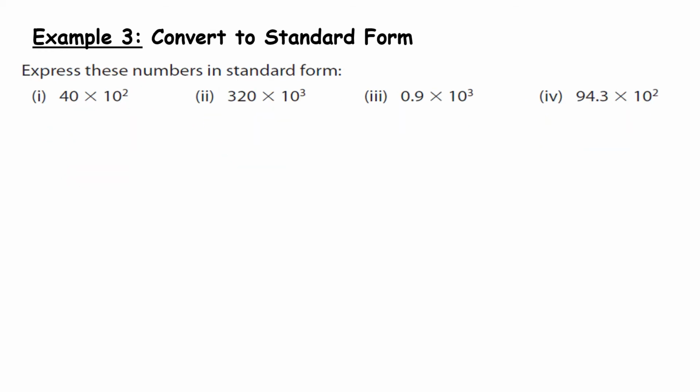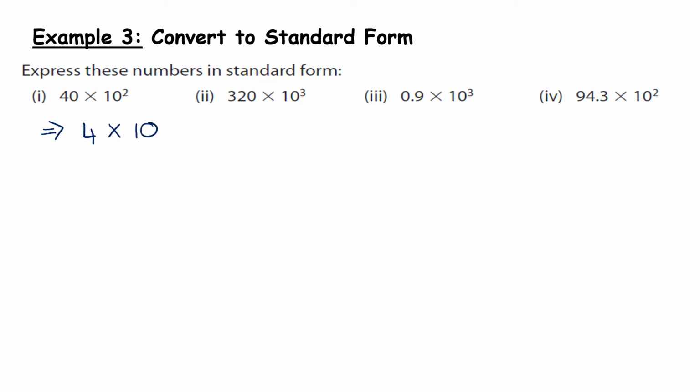So example 3, converting to standard form. Express these numbers in standard form. At first glance, they may look like standard form, but they're not, because remember, our number, the first part, must be between 1 and 10, and it cannot equal 10. So this is 4 by 10 to the power of.